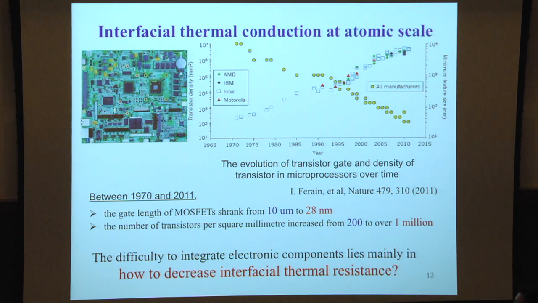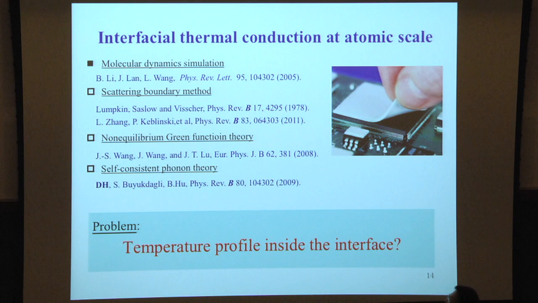So now the difficulty in integrating electronic components lies not in advancing nanotechnology, but mainly in how to decrease the interfacial thermal resistance in such a huge number of components on the device. So now people tend to study the interfacial semiconductor at atomic scale, and they developed many methods to study this problem. But previous studies focus on how thermal boundary conductance is affected by the properties of the interface, like roughness. And the less studied aspect is the temperature profile.